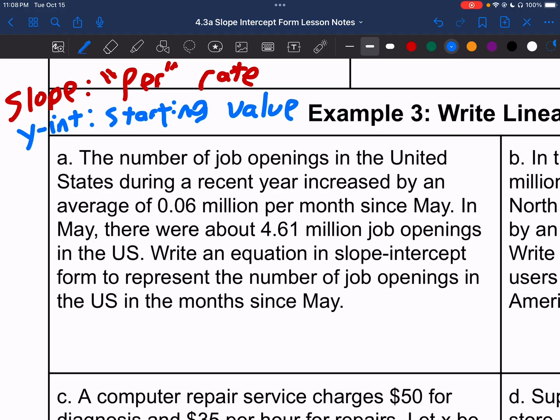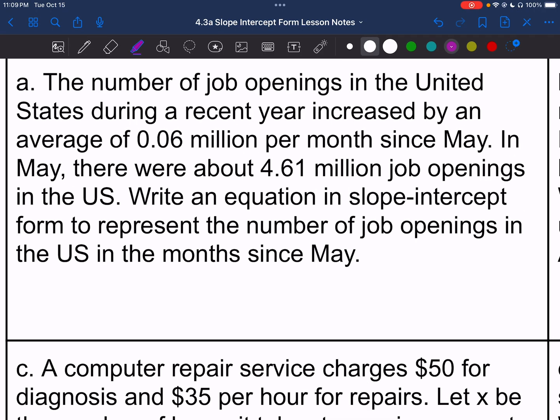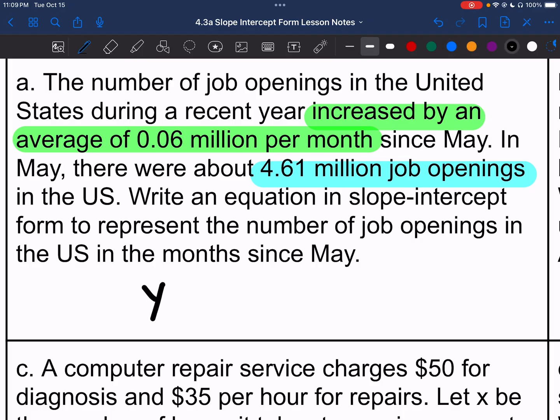So that's our starting value, our y-intercept. So when I read this again, with that in mind, I'm looking for a starting value and I'm looking for a rate. My starting value, I'm told, is going to be 4.61 million job openings. And my rate is increasing by an average of 0.06 million per month. So now when I go to write my equation, y is going to be equal to my rate, 0.06 times x, and we're adding to that the 4.61 million job openings there are.